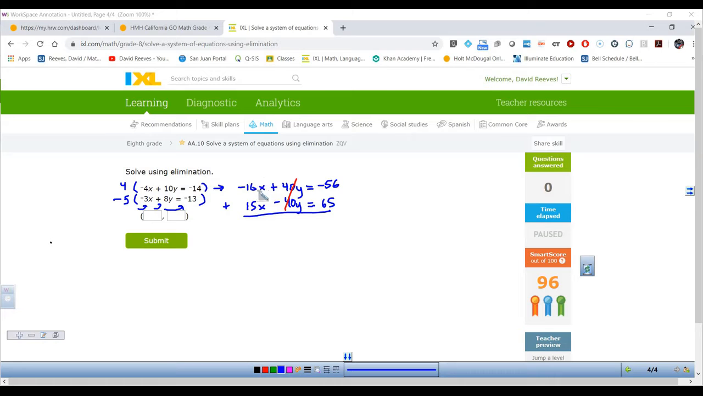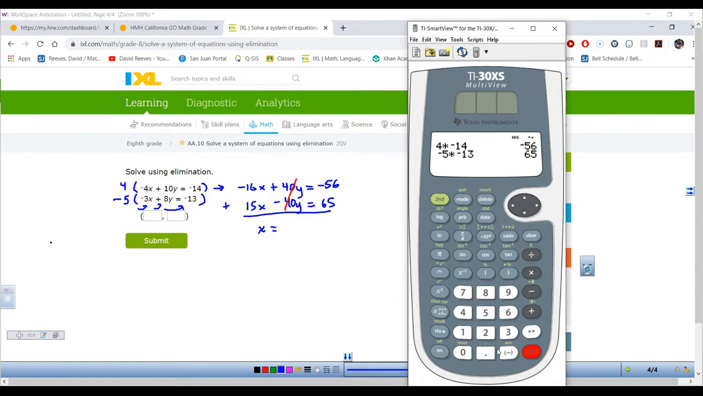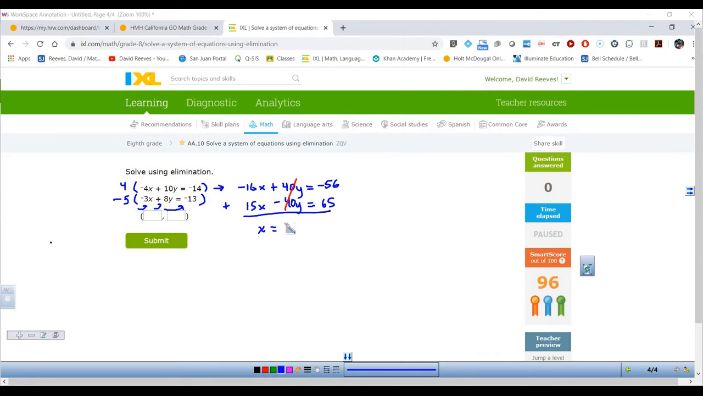When I do that, a negative 16x plus positive 15x gives me 1x. Again, those cancel. That's why I did it. And when I do a negative 56 plus a positive 65, again, feel free to use your calculator if you need to, negative 56 plus positive 65, I get a positive 9. So x is equal to 9.